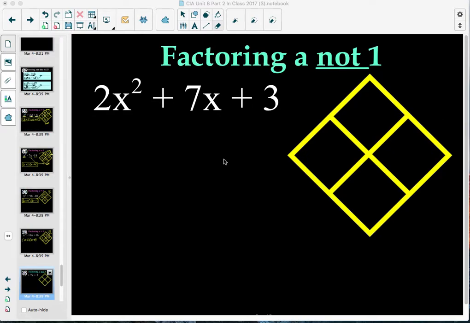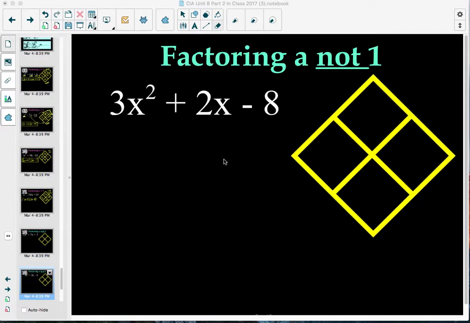And now we move on to our last type. And we're only going to do 2 of these, so I'm going to do the first one. You're going to do the second one. So I'm going to start with this one.